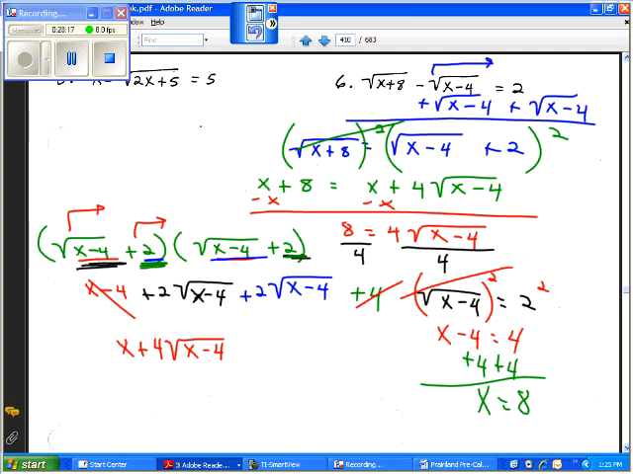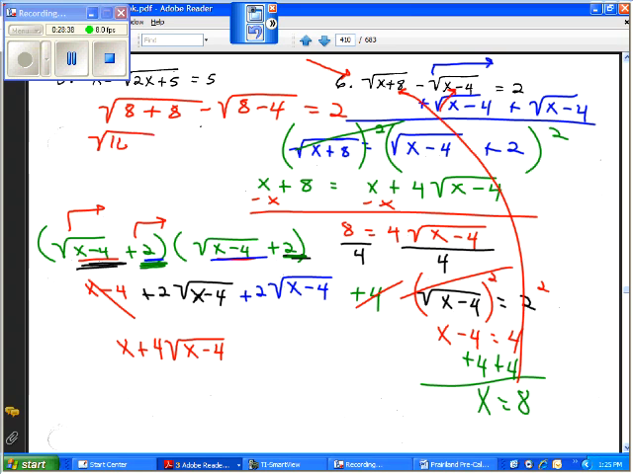We still have to plug that into the original to see if it works. And so we would have square root of 8 plus 8 minus square root of 8 minus 4 needs to be equal to 2. We're plugging into that. So we're going to have square root of 16 minus square root of 4 equal 2. 4 minus 2 equal 2. 2 equal 2. It checks out. And so we keep the x equal 8.